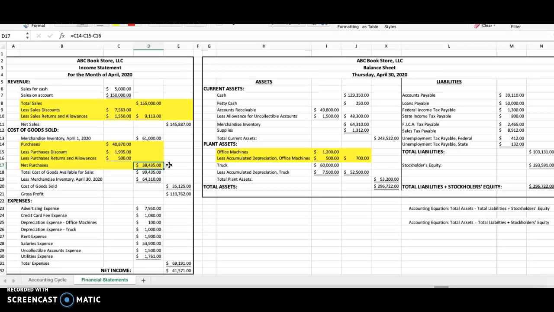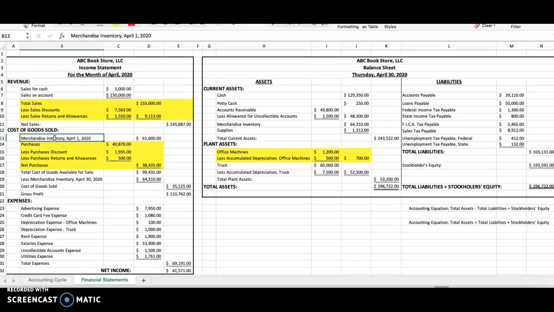Now let's expand just a bit on this section called cost of goods sold. The new thing that we will look at in topic 14 will be this section. We will have on our income statement merchandise inventory as of April 1, 2020. So remember, this income statement is for the month of April.